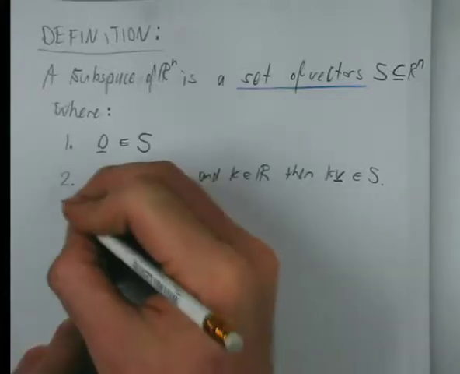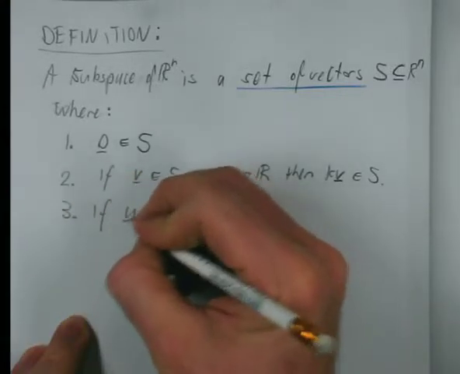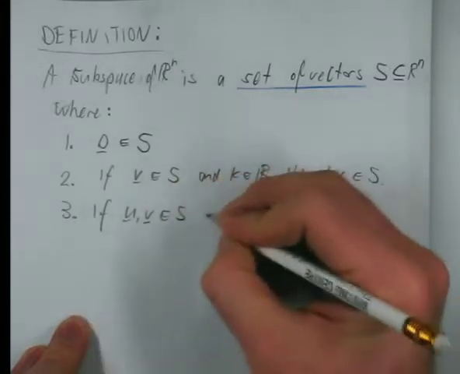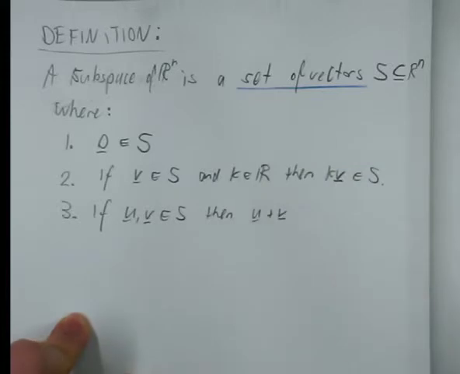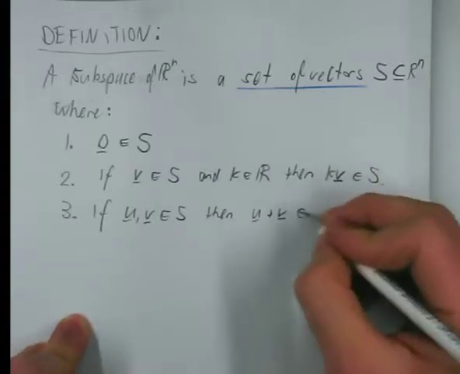Rule number 3 is that if you have 2 vectors that are in the set, then the new vector you make by adding them together, that new vector as a point, is in the set too.